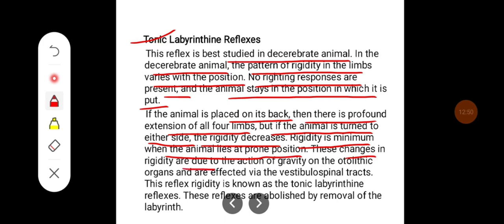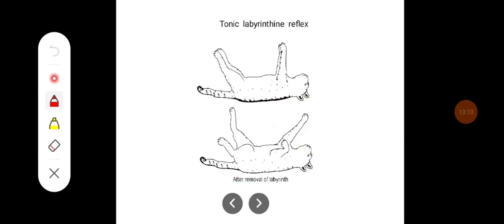These changes in the rigidity are due to the action of gravity on otolith organs and are effected via the vestibulospinal tracts. This reflex rigidity is known as tonic labyrinthine reflexes. These reflexes are abolished by removal of the labyrinth. So this is the tonic labyrinthine reflex when the decerebrate animal is put in a supine position. You can see the extension of all four limbs. And in the same animal, if you remove the vestibular apparatus, then there will be a reduction in the muscle tone in the extensor group of muscles.